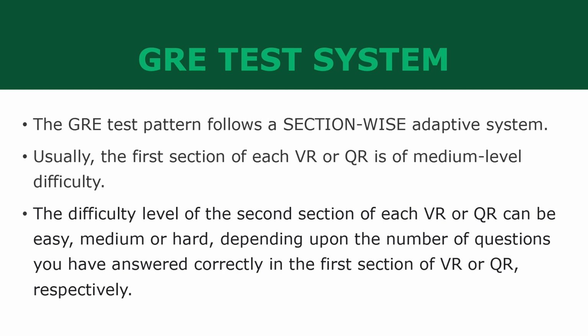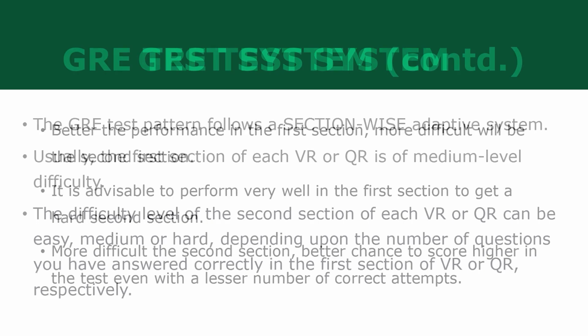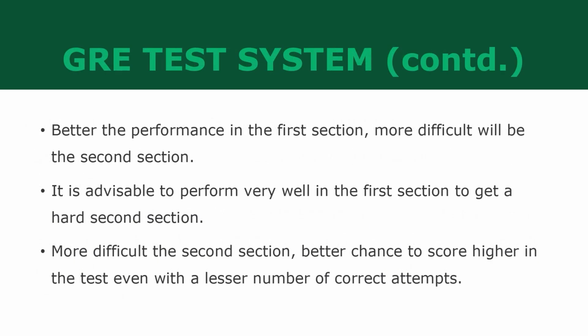The GRE test pattern follows a section-wise adaptive system. Usually, the first section of each VR or QR is of medium level difficulty. The difficulty level of the second section of each VR or QR can be easy, medium, or hard, depending upon the number of questions you have answered correctly in the first section of VR or QR, respectively. Better the performance in the first section, more difficult will be the second section. But it is advisable to perform very well in the first section to get a hard second section, because the more difficult the second section, there is a better chance to score higher in the test, even with a lesser number of correct attempts.